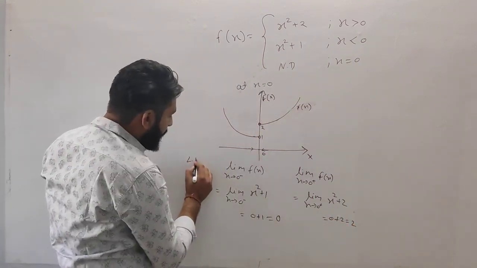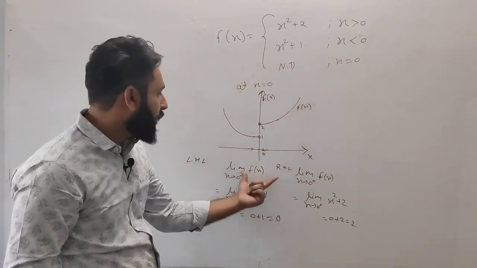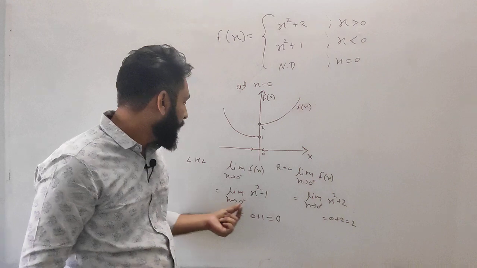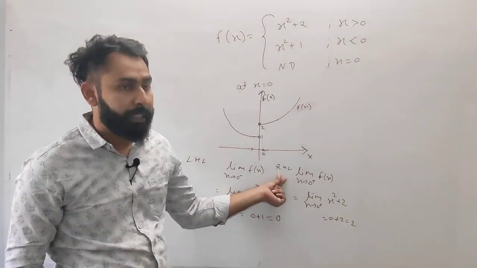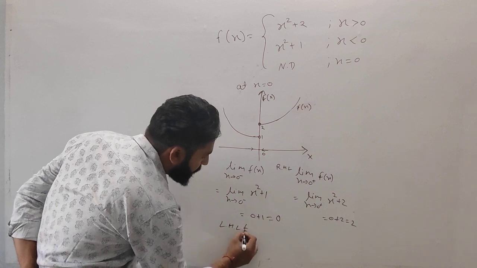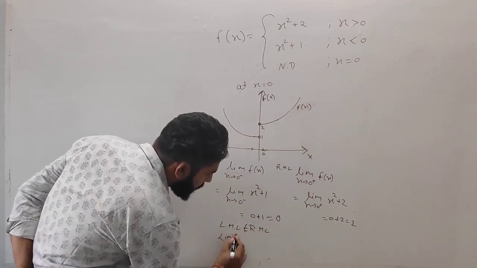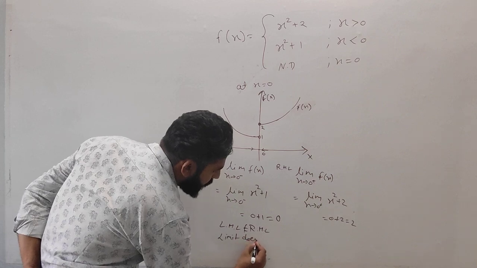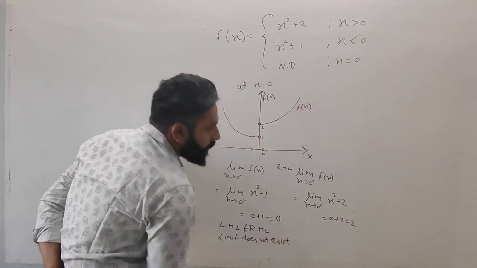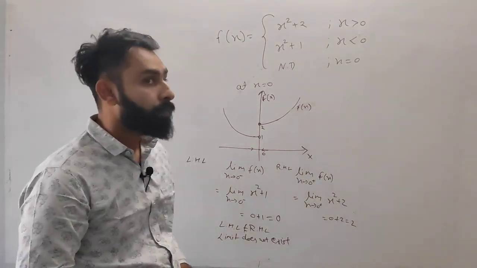This is called the LHL, and this is called the RHL. In this case, LHL does not equal RHL. So we say the limit does not exist. Okay, this is the example where the limit does not exist.